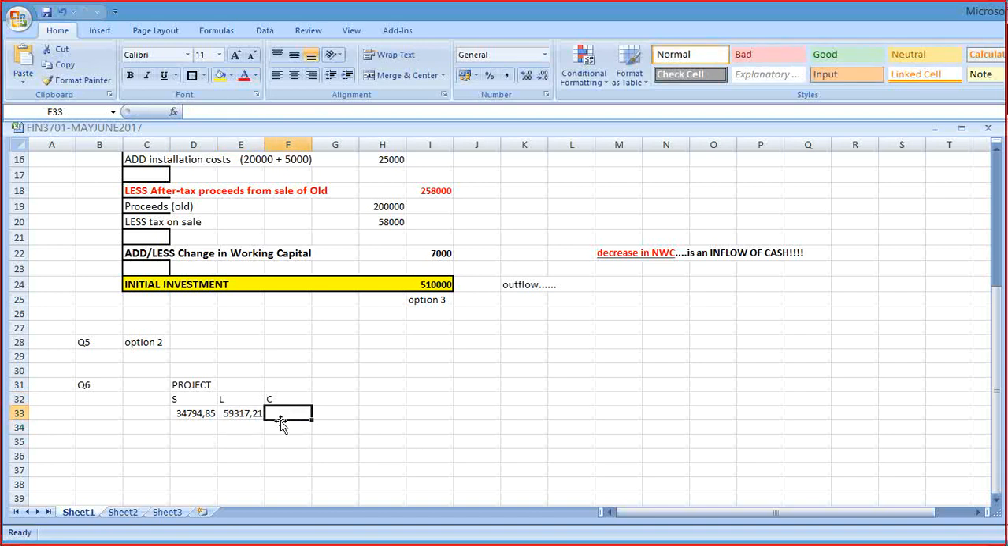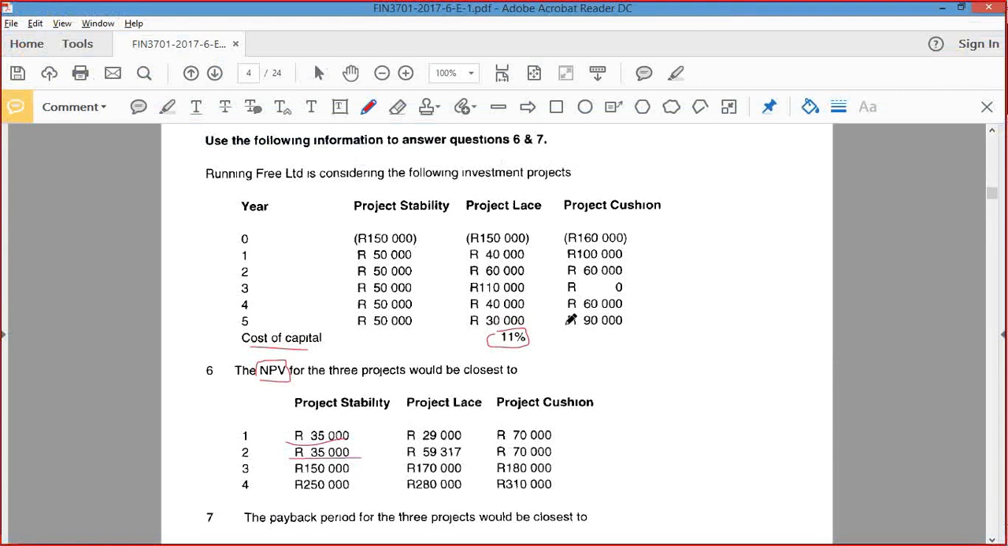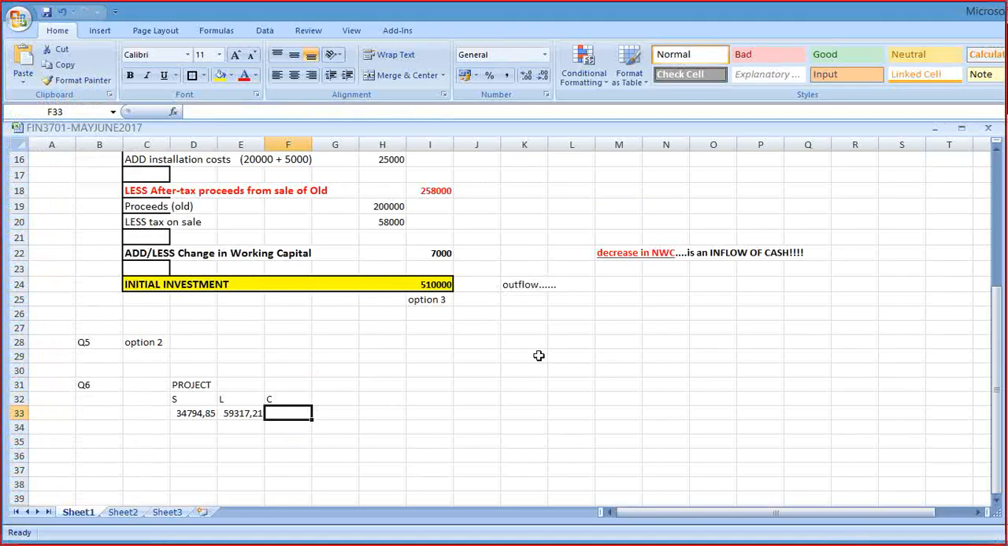So I do a negative 150 as the initial cash flow 0. Then there's 40,000, which is the first cash flow. 60,000, which is the second cash flow. 110, which is the third cash flow. 40 is the next cash flow. And then 30,000 is the next cash flow. I didn't put the 11% in. Okay, 59,317. That's what I did wrong.